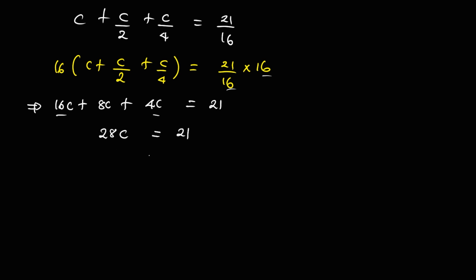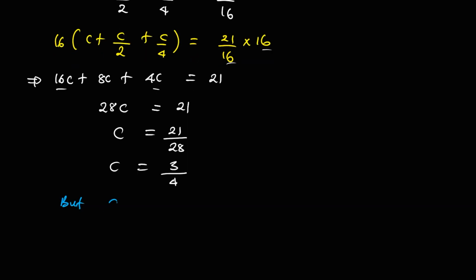Let's make c the subject of this formula. So we have c equals 21 divided by 28. But 21 and 28 have a common factor of 7. So we have c equals 21 divided by 7, that's 3, and 28 divided by 7, that's 4. So we'll have our c as 3 over 4.